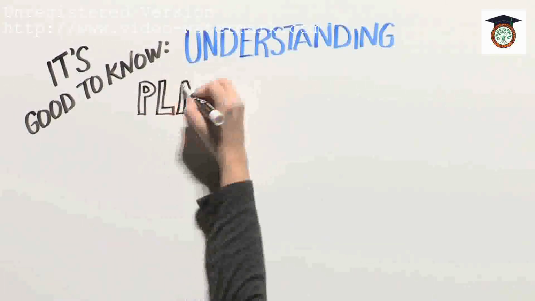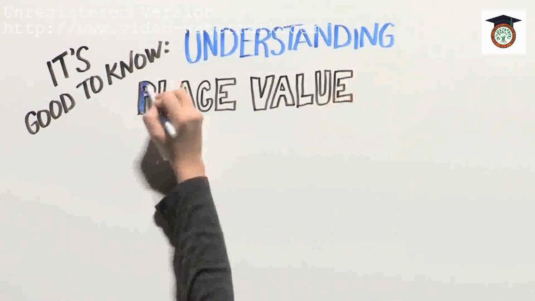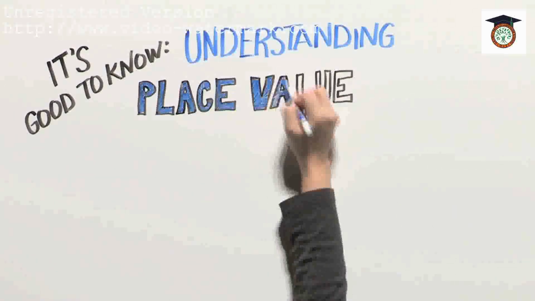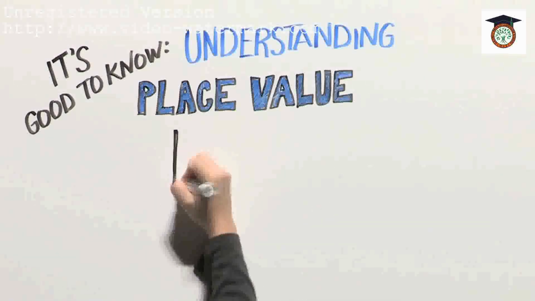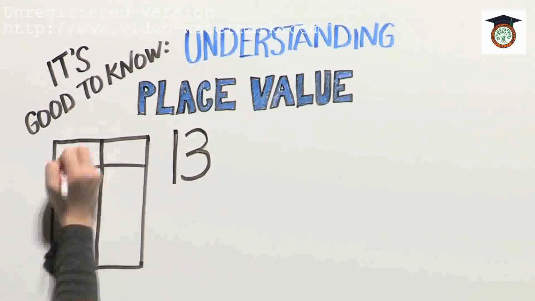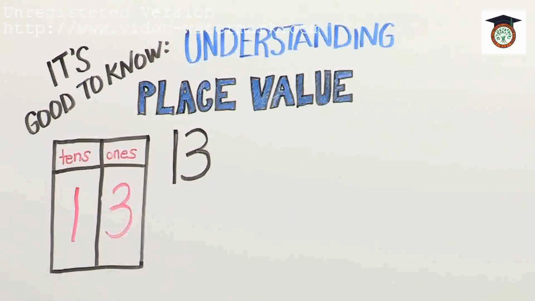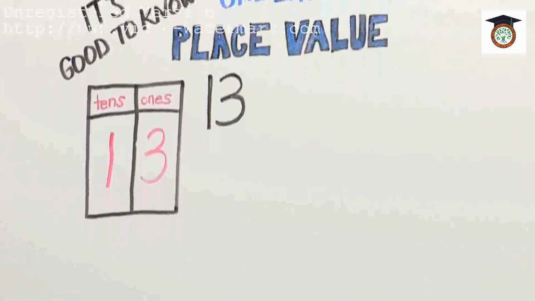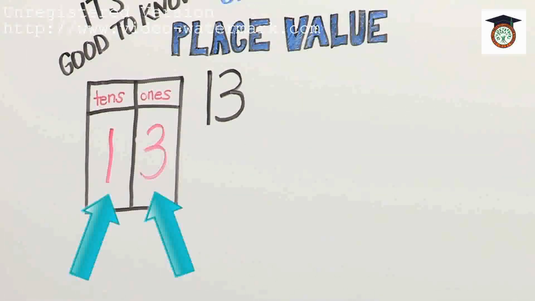A very important concept your child learns in first grade is place value. Let's look at the number 13. What does 13 really mean? We can write 13 in a place value chart. Now we see that 13 is 1 ten and 3 ones.